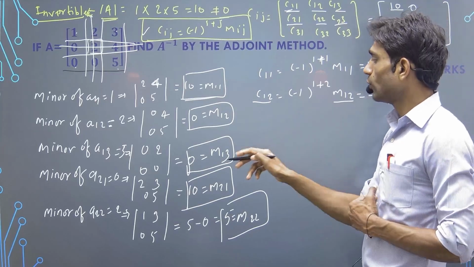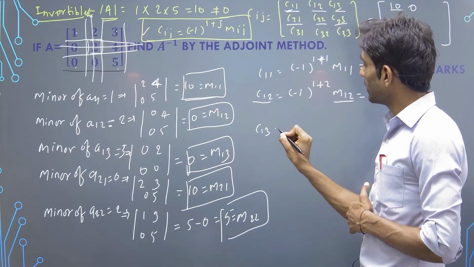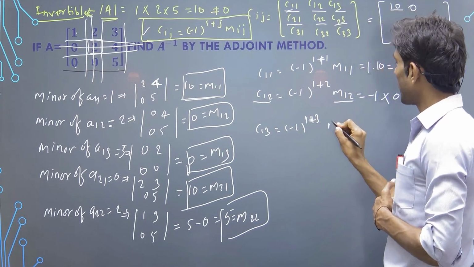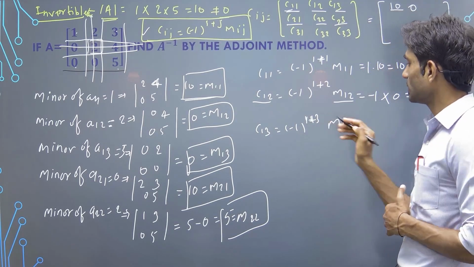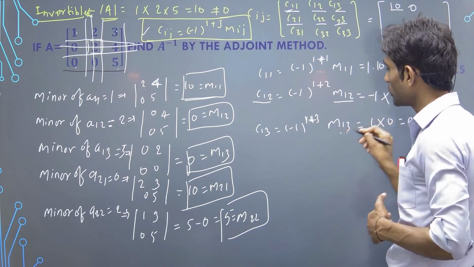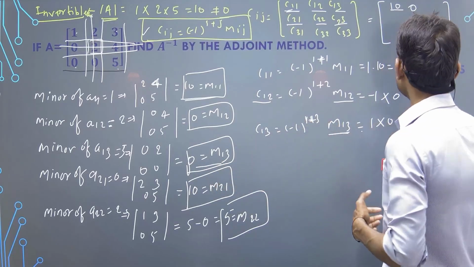Now go for the third element of the cofactor, C13, which is minus 1 raised to 1 plus 3, into minor of 1 3. So minus 1 raised to 4 gives 1, multiplied by 0 gives us 0. Why 0? Because for minor of 1 3 we have 0 here. Now put that 0 here.